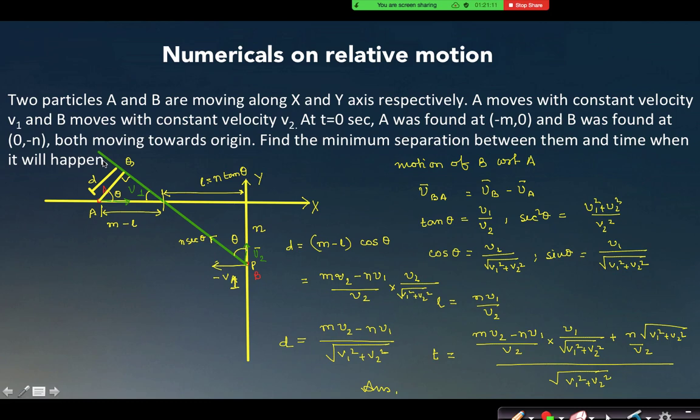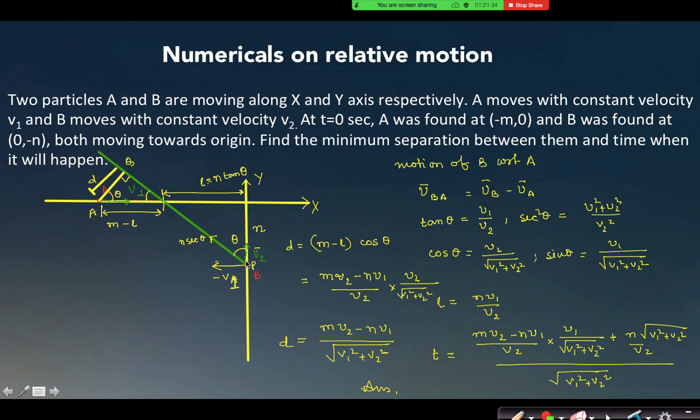Is the velocity of B with respect to A a constant or variable? It's a constant. And what is the value of that constant? What is the value? VB minus VA, that is. Yes, what is the value? Means magnitude, speed. What is the magnitude? Is it root under v1 square plus v2 square?